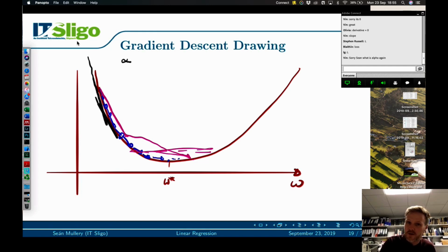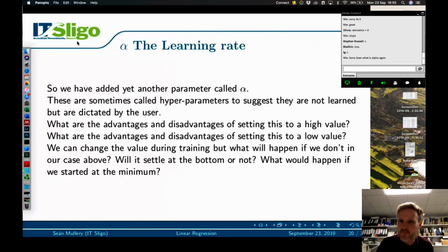But basically what we want to do is continue this algorithm bit by bit until the loss no longer goes down, and then we know we're usually at the minimum point. Hopefully that answers your question, Vin. You can see the length of those arrows is what our alpha is. So alpha is called the learning rate, and we added yet another parameter. These are sometimes called hyperparameters to suggest that they are not learned but dictated by the user.